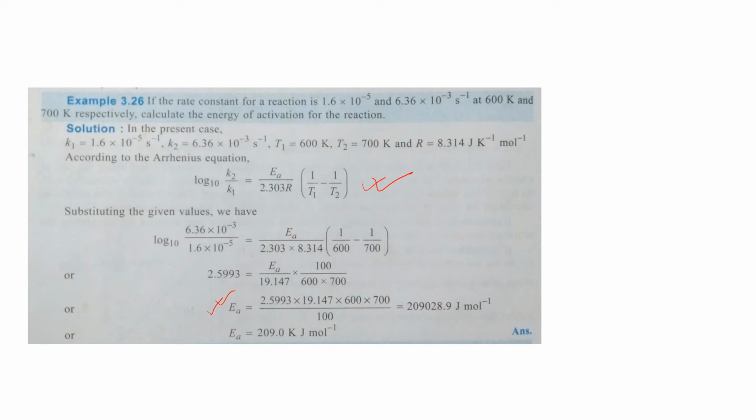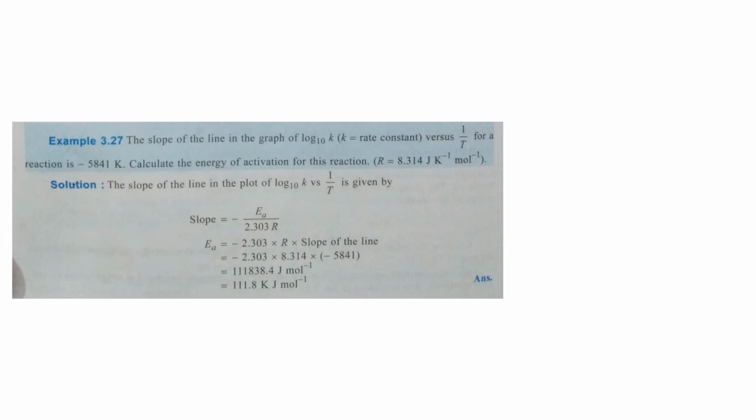So this is coming to 209.0 kJ mol^-1. Just write the formula and put the data in the formula, you'll get the answer. Now, the slope of the line in the graph of log10 K, where K is the rate constant, versus 1/T for the reaction is −5841 K. Calculate the energy of activation for this reaction, where R is given.